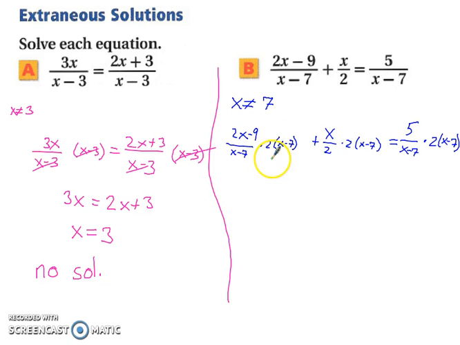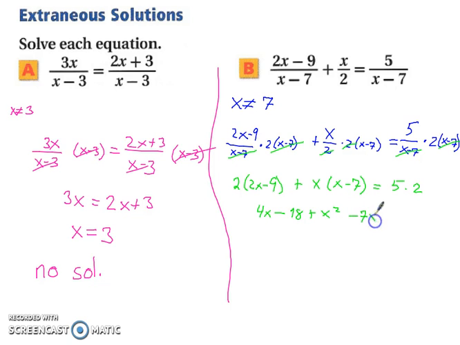When this happens, things become a little bit simpler. So those cancel each other out, those cancel each other out, and those cancel each other out. So now we're left with 2 times 2x minus 9 plus, and we've got an x and then an x minus 7 equals 5 times 2. Let's simplify. So we have 4x minus 18 plus x squared minus 7x. So all we're doing is distributing here, and that's going to equal 10.